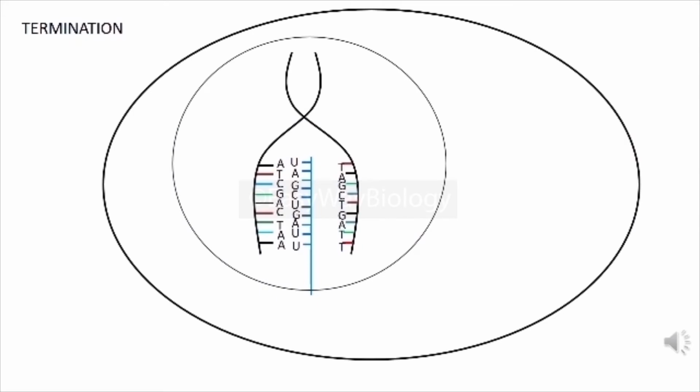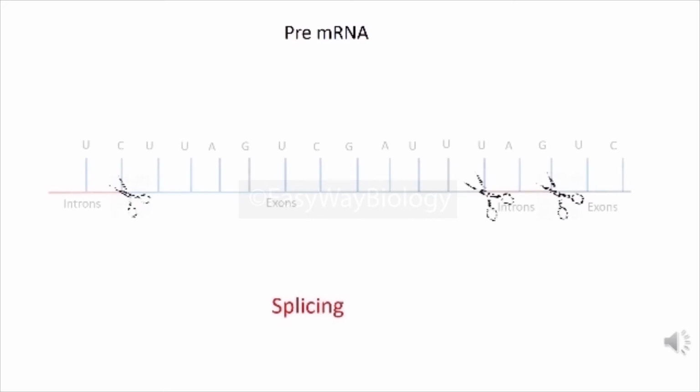Termination. In prokaryotes, the transcription process is terminated when all the nucleotides have been copied. But in eukaryotes, the so-formed mRNA strand is called the pre-mRNA because it contains both introns and exons.